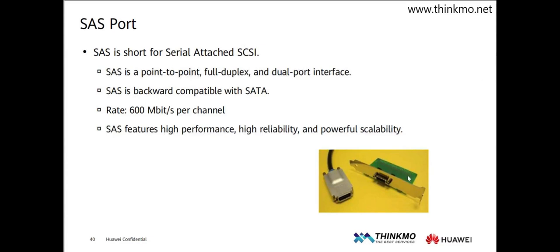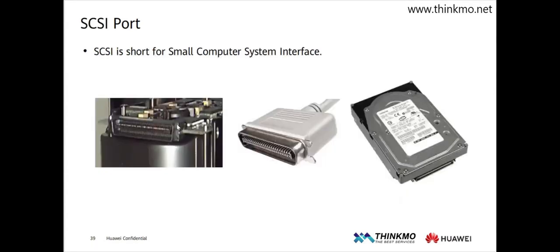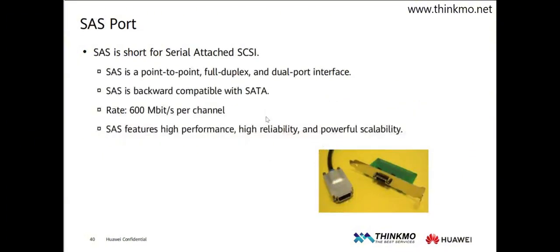In terms of appearance, it looks like this. Its overall interface is somewhat smaller than the previous one. Here, the SCSI interface was relatively large at the initial design stage. However, as development progresses, both the interfaces and the hard drive cables are actually becoming smaller and thinner. It's more convenient, easier to use. This one is obviously slightly smaller than the SCSI we just talked about. This is the situation with a SAS interface.